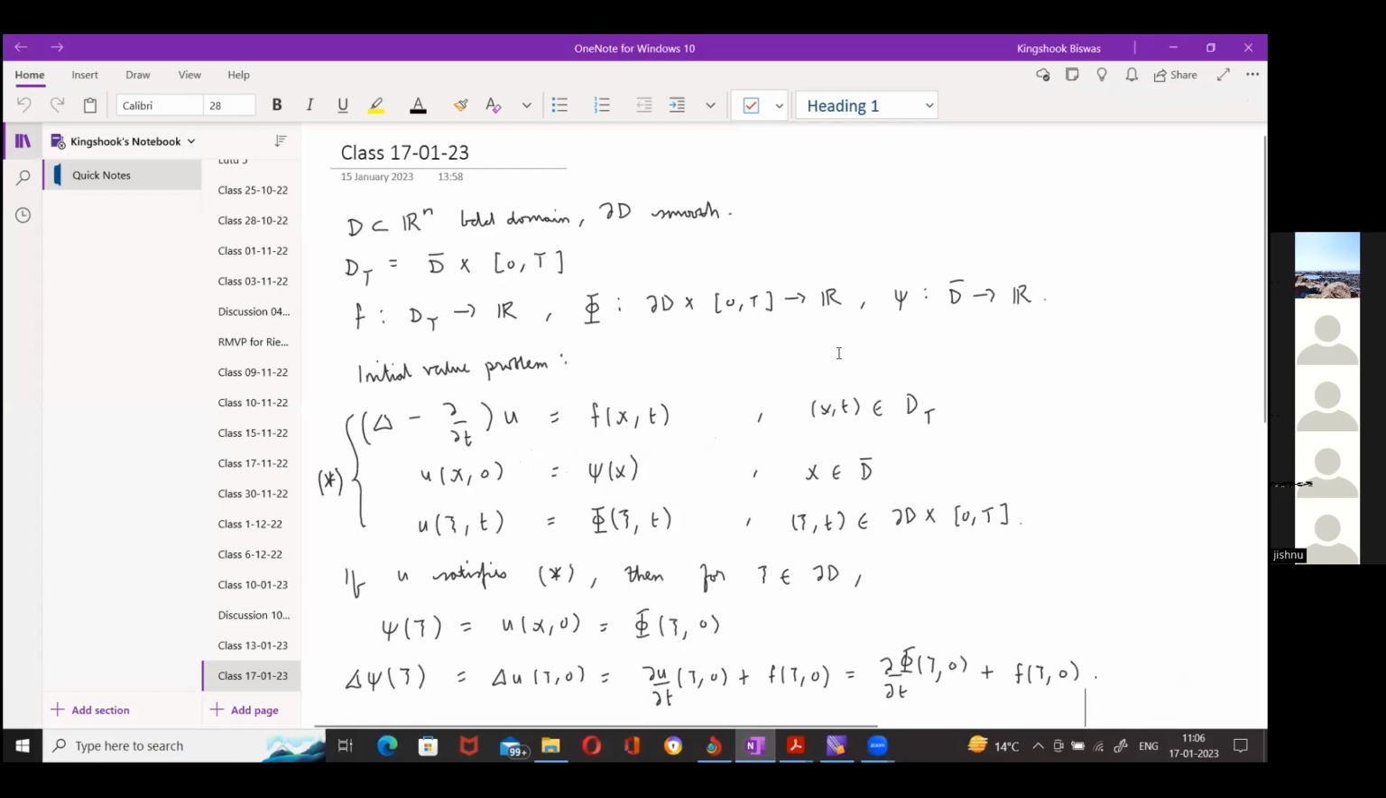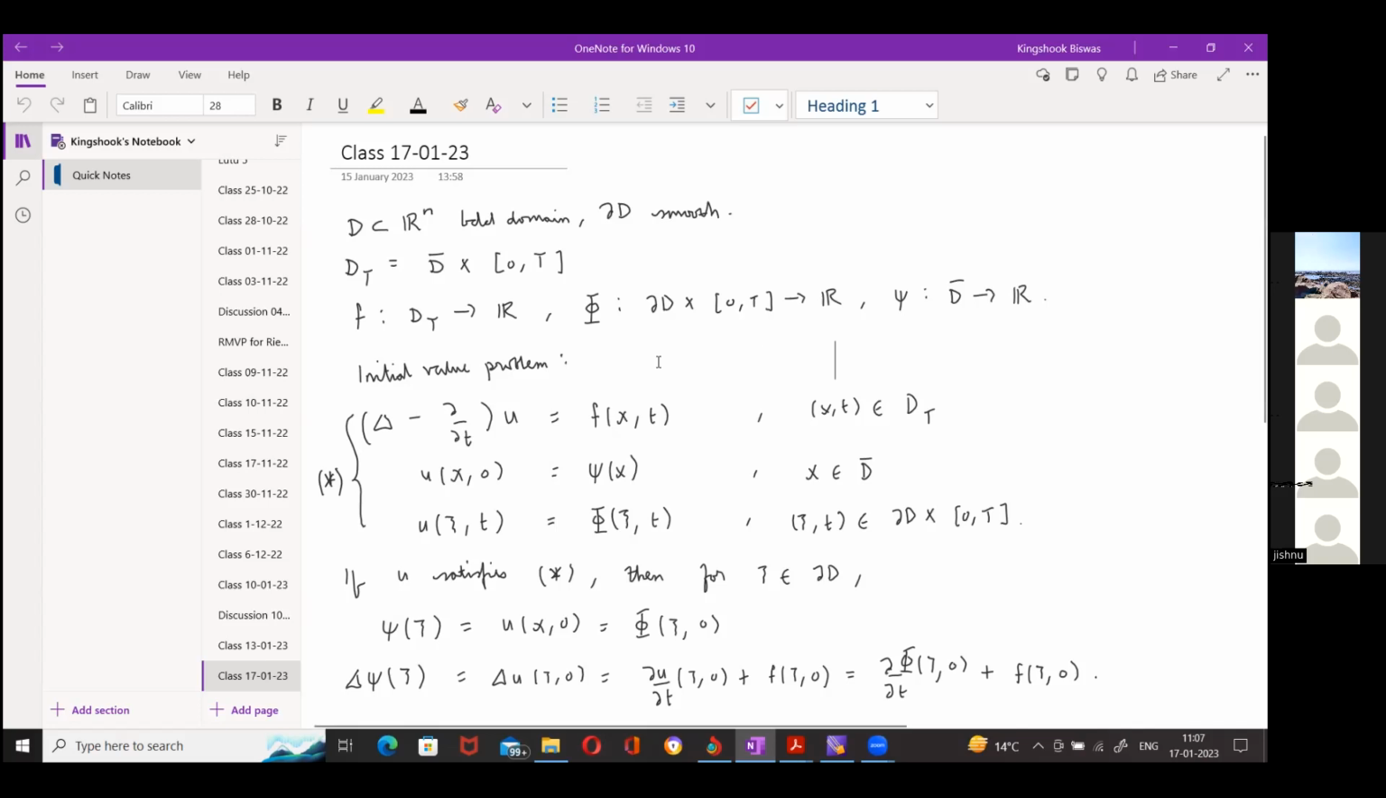So just to finish our discussion of the heat equation, I mentioned in the last class the Schauder estimates, right? Which were estimates on Hölder norms of solutions to what's called the Poisson equation, Laplacian of u equal to f, with some boundary conditions. So similarly, there are Schauder estimates for the heat equation.